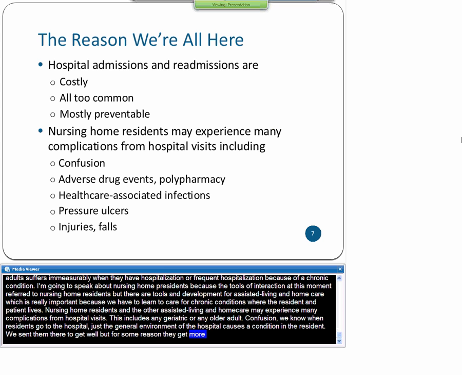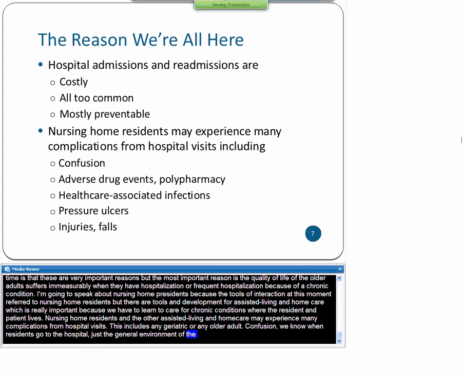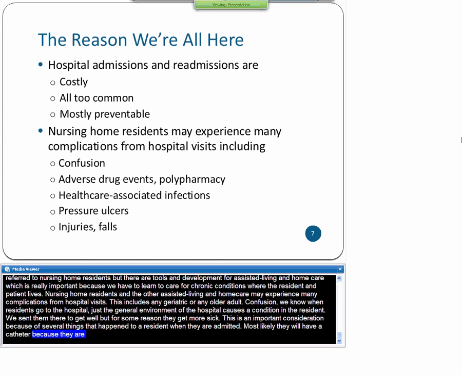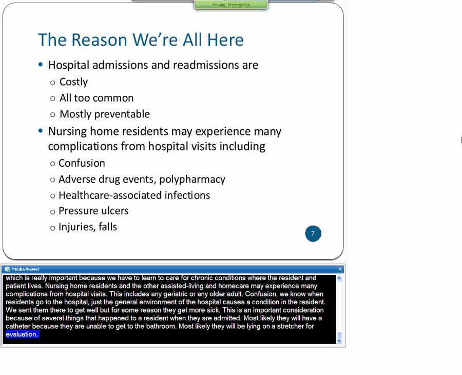Most likely they will have a Foley catheter put in because they're unable to get to the bathroom. And most likely they will be lying on a stretcher for evaluation, and tests that have to take place. Statistics bear the fact that after 3 hours on a stretcher, pressure points are already beginning to show signs of appearing, especially in the ankles and the buttocks.